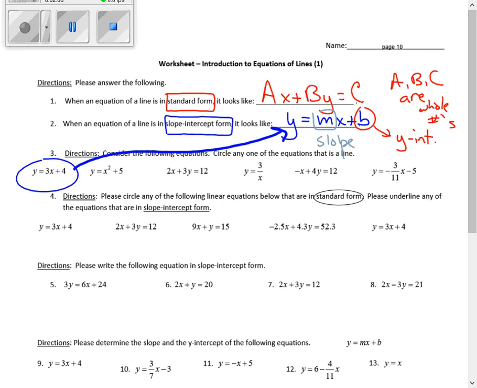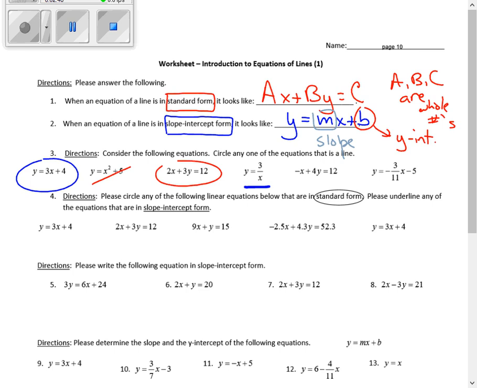Second example, y equals x squared plus 5. We tend to think that looks like y equals mx plus b, but this exponent disqualifies it. So it's not the equation of a line. Next example, 2x plus 3y equals 12. Okay. We notice that that looks like ax plus by equals c, where a is 2, b is 3, and c is 12. So from there, we're going to say that qualifies as the equation of a line.